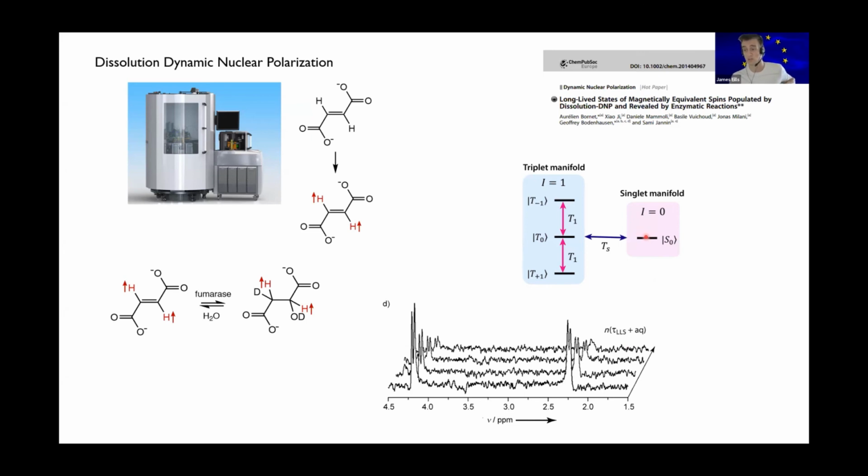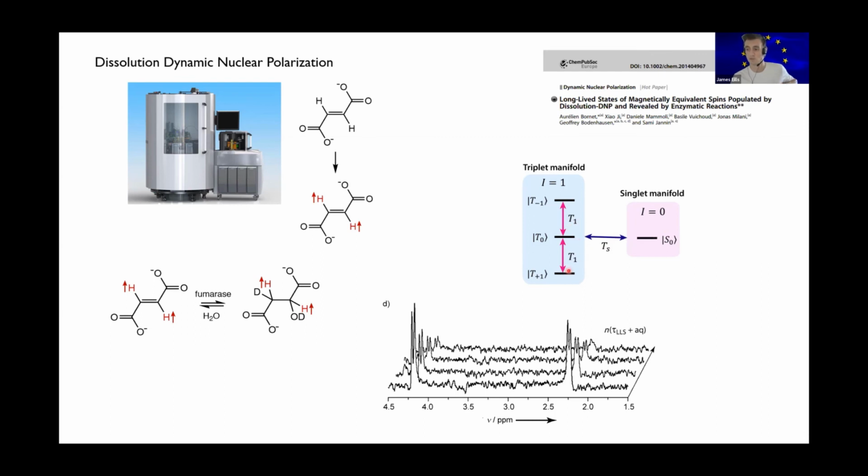And that gives us, let's say, a relative signal intensity of 1. But if you use DNP to do this, the state that you populate is, say, the T plus state or T minus, one of these triplet states. And then even if TS is extremely long and you don't have this conversion of spin order from the triplet manifold to the singlet manifold, well, T1 can be relatively short.